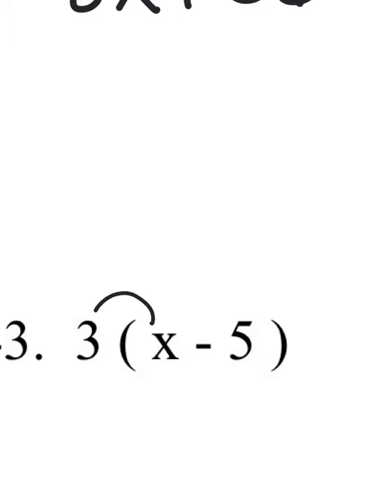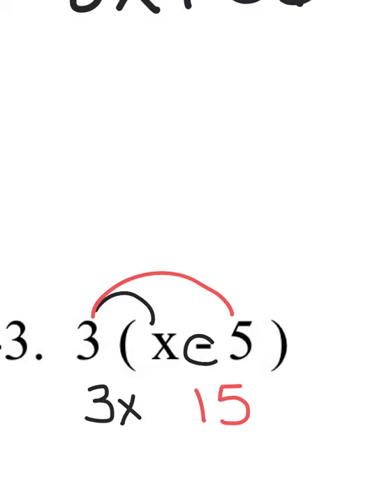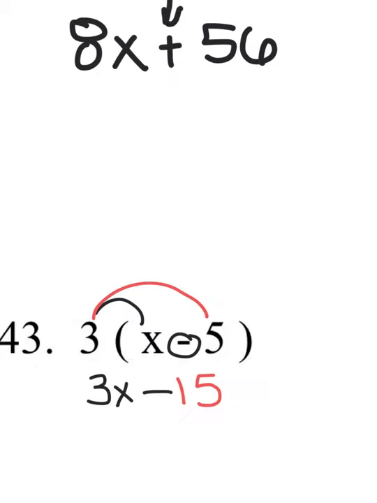I'm going to draw my arrows. 3 times x is 3x. 3 times 5 gives us 15. And then I bring down what I'm doing in my parentheses. This time it is subtracting. So we end up with 3x minus 15.